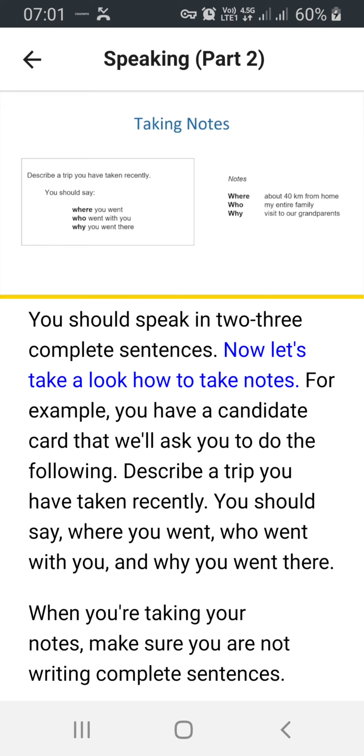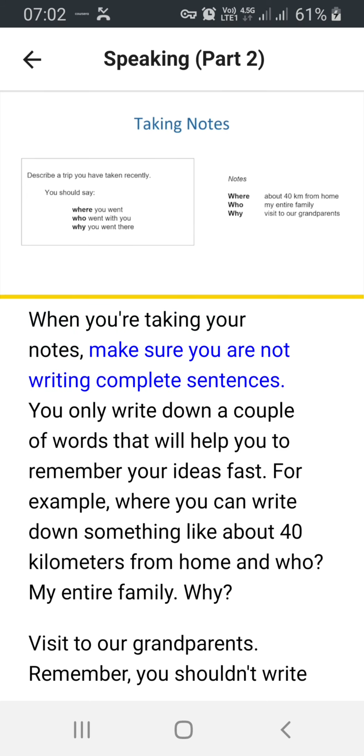And now let's take a look how to take notes. For example, you'll have a candidate card that will ask you to do the following: describe a trip you have taken recently. You should say where you went, who went with you, and why you went there. So when you're taking your notes, make sure you are not writing complete sentences. You only write down a couple of words that will help you to remember your ideas fast.